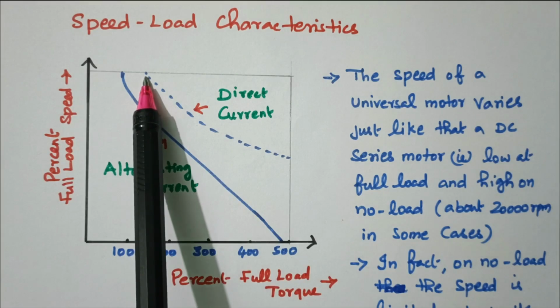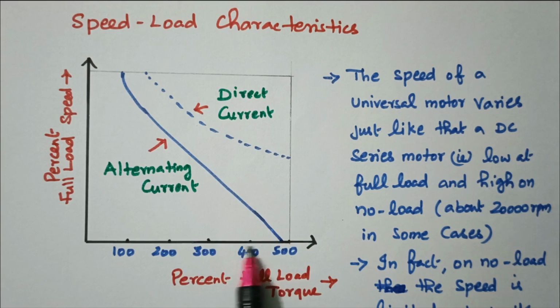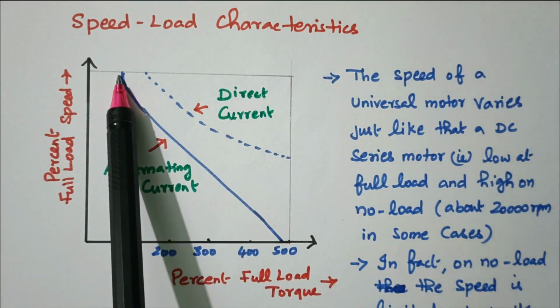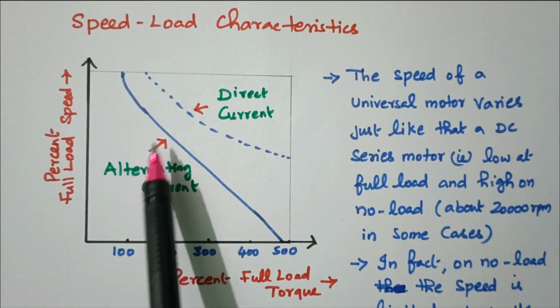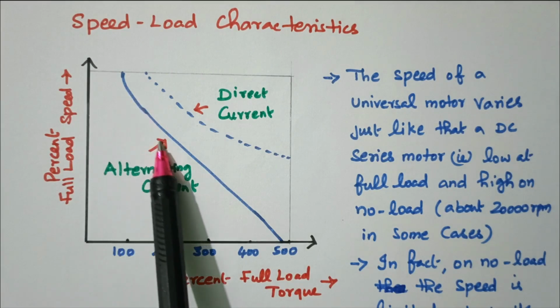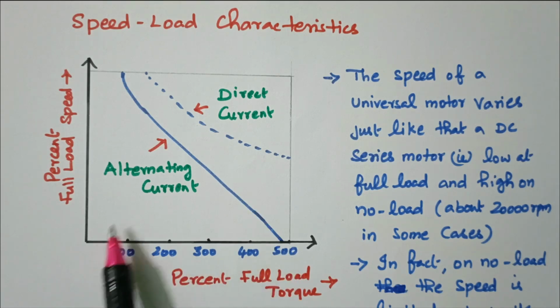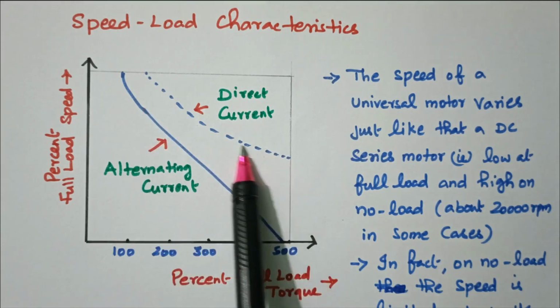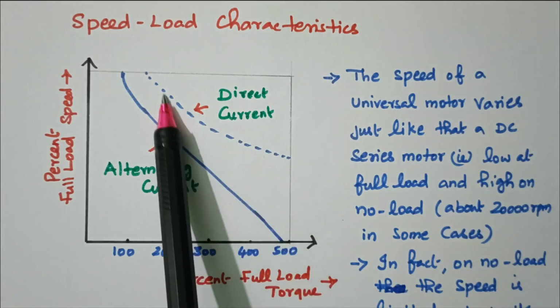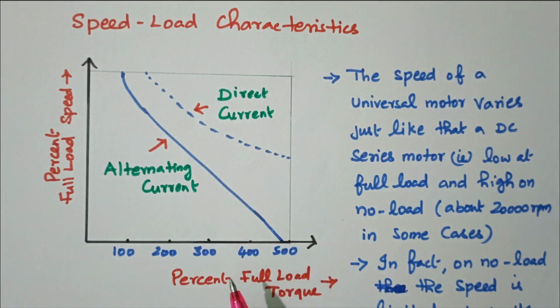So in case of DC, this is the characteristics. It is not reaching zero; speed is not reaching the zero value. In case of alternating current, the torque keeps on decreasing and reaches a maximum value, at which time the speed is zero, right? But in the DC current, the speed and torque both have a particular value and do not reach the zero value. That is the difference between alternating current and direct current.